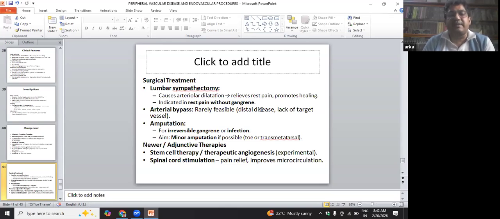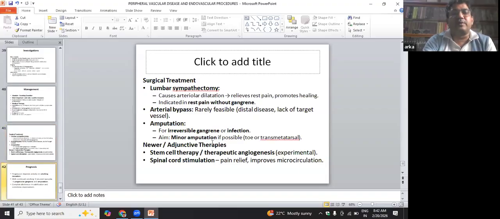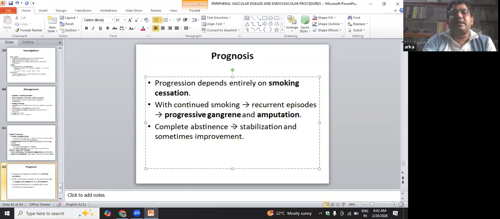Now, newer adjunctive therapies are there. That is stem cell therapy, that is therapeutic angiogenesis, though experimental, and spinal cord stimulation, which causes pain relief and improves circulation. Prognosis: progression depends entirely on smoking cessation. With continued smoking, there are recurrent episodes, progressive gangrene, and amputation. Complete abstinence causes stabilization and improves the condition, though sometimes not.